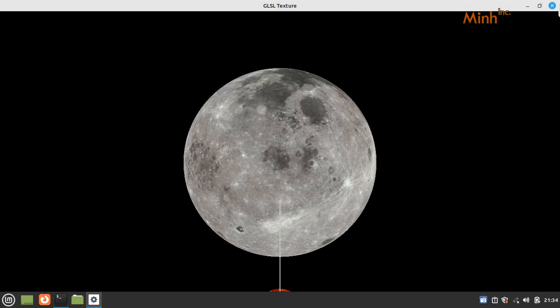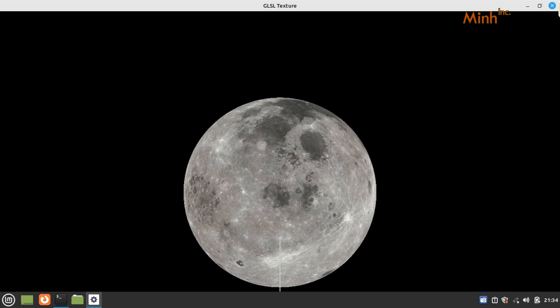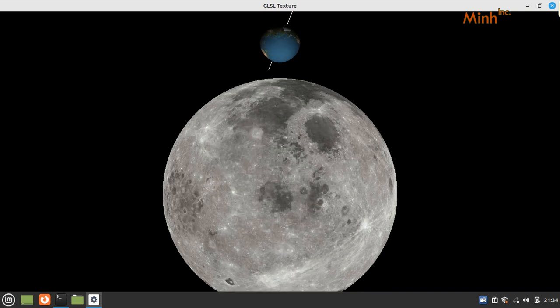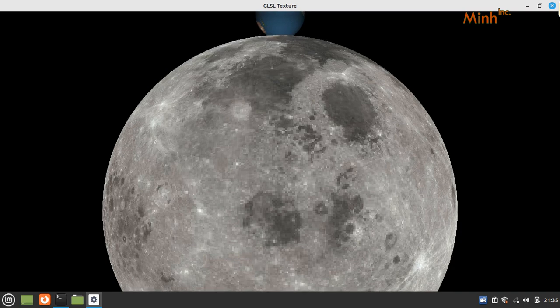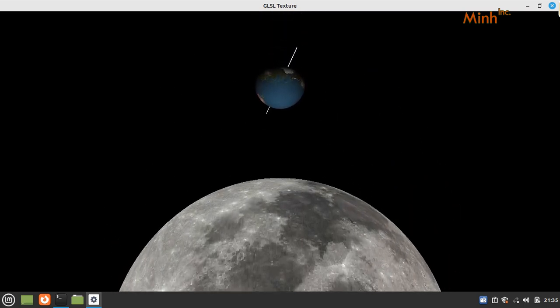Okay, so can we see the earth that is coming out? There will be a feeling like someone is standing on the moon, and then how he would see earth coming up. Okay, so we can scale the moon more. Even more, I think this much is enough. Okay, and we can scale the earth a little bit.